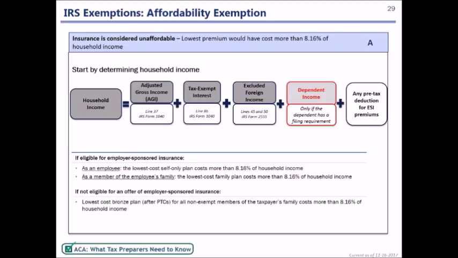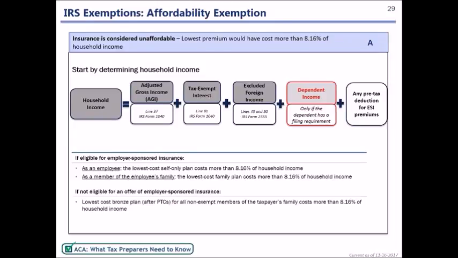Now, this actually hasn't come up in practice for me very often, because usually if one person is insured via employer-sponsored insurance, the rest of the family is too, or the rest of the family is eligible for Medicaid or something like that. So it doesn't come up in every case, but that can be a little tricky to figure out.